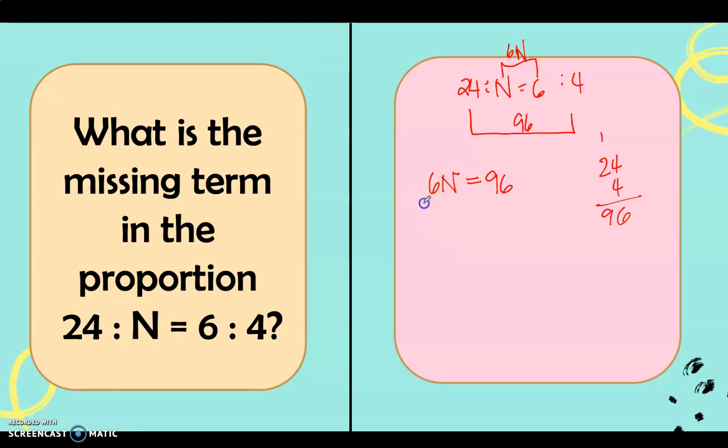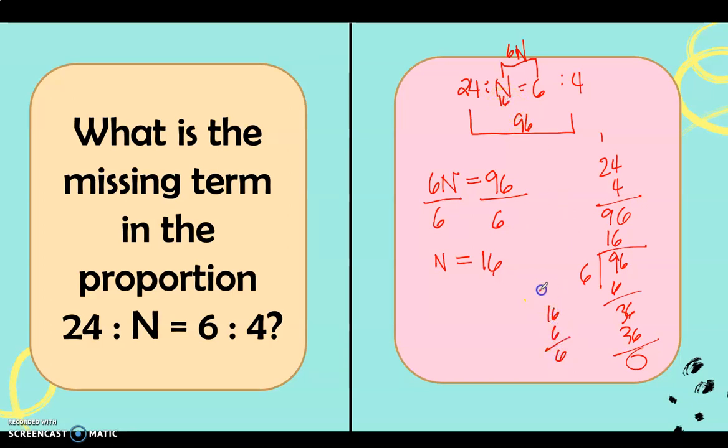So to find the value of n, you divide both sides of the equation by 6, so that what remains on the other side will be n, because 6 divided by 6 is 1. So 96 divided by 6 is 16, no more remainder. Therefore, the value of n is 16. Let's check if it's the same. 16 times 6 is 96. So they are equal, 96. Then the two ratios are proportion, and your answer is correct.